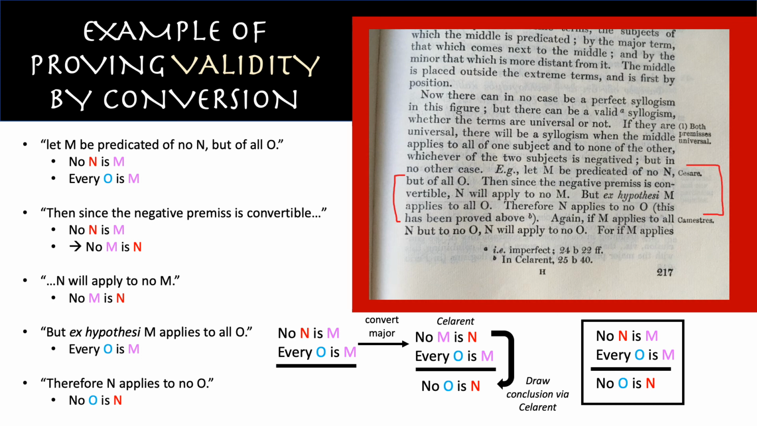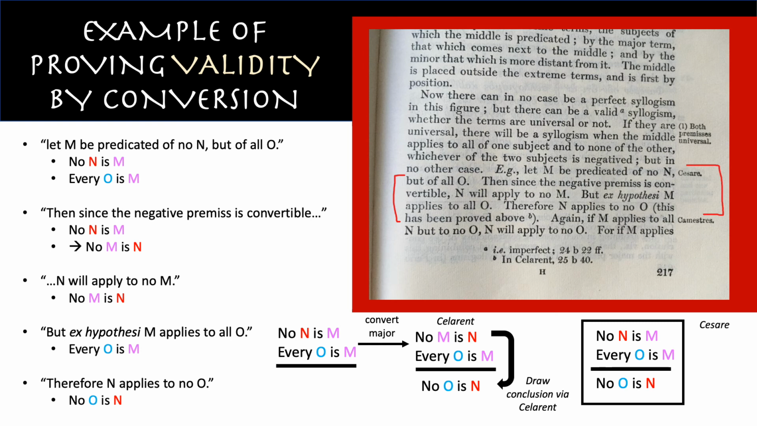Thus, a syllogism with the premises no N is M and every O is M is a valid syllogism, but it's an imperfect valid syllogism because it only draws its conclusion by means of a perfect syllogism which it entails.